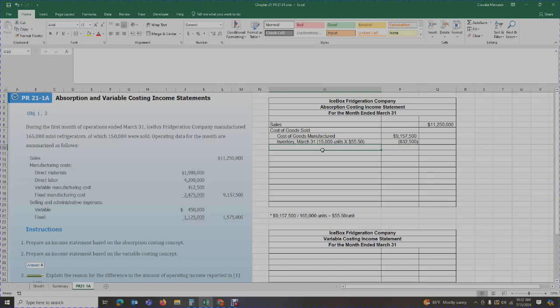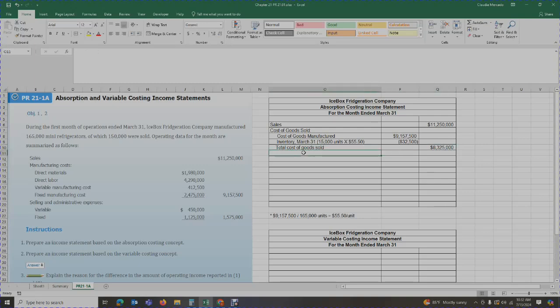So I'm going to deduct that, and that is going to give me my total cost of goods sold for the period. So the 9,157,500 minus the 832,500 will give you 8,325,000. That is the total cost of goods sold. That is how much I spent manufacturing the 150,000 mini refrigerators.